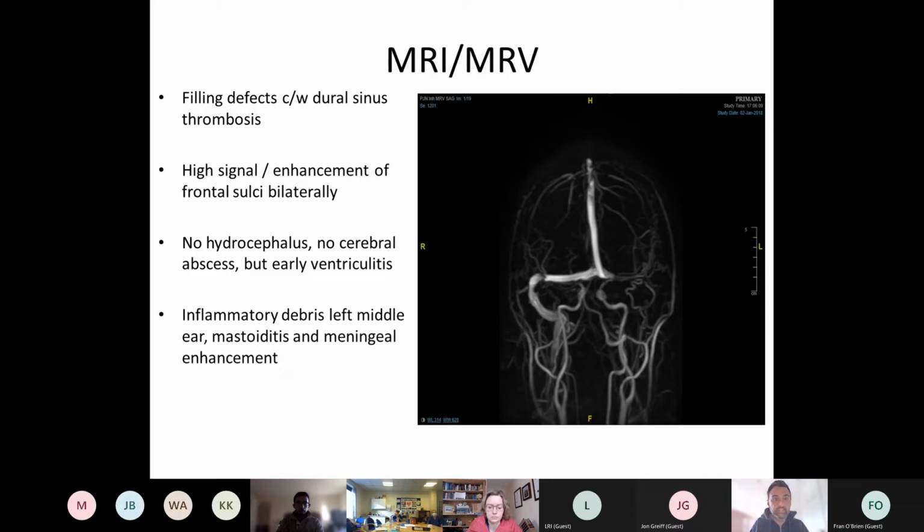So she does have an MRI and an MRV. And it shows that there are filling defects consistent with dural sinus thrombosis and also signal change, which would be consistent with early ventriculitis, not cerebral abscess. And it picks up some inflammatory debris in the left middle ear, mastoiditis and meningeal enhancement in the area as well. So potentially the source of the infection to begin with.